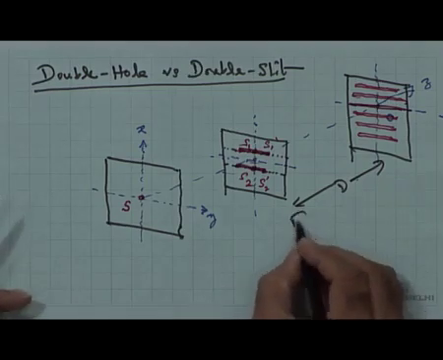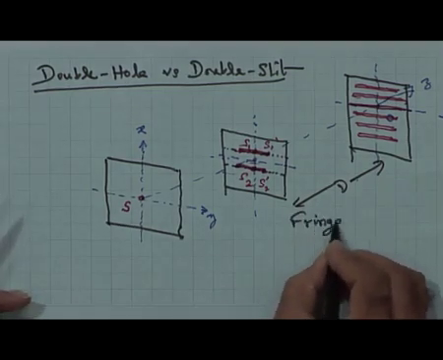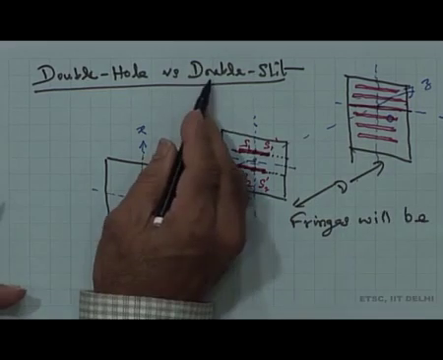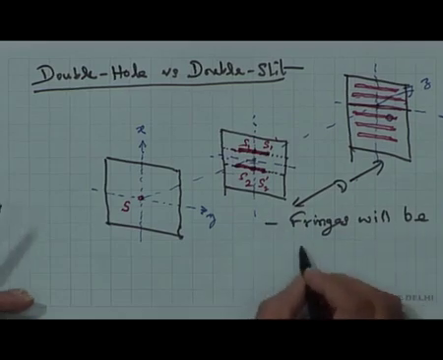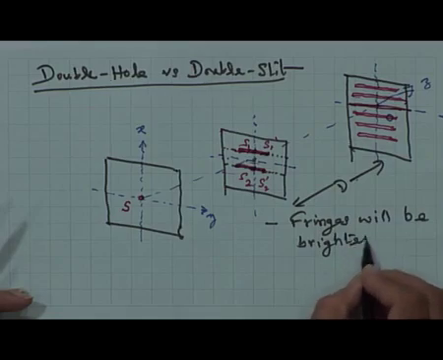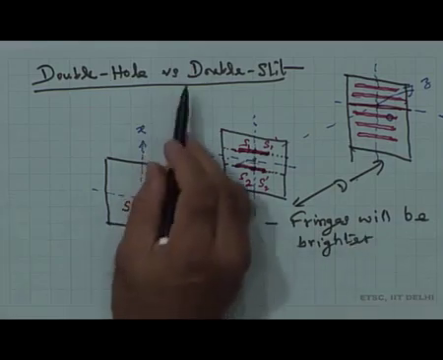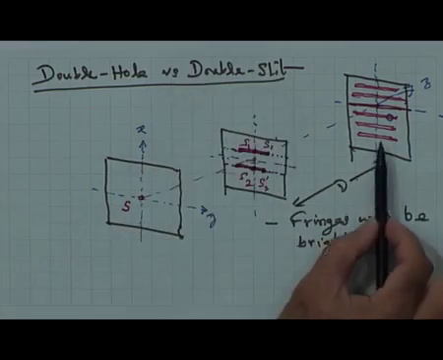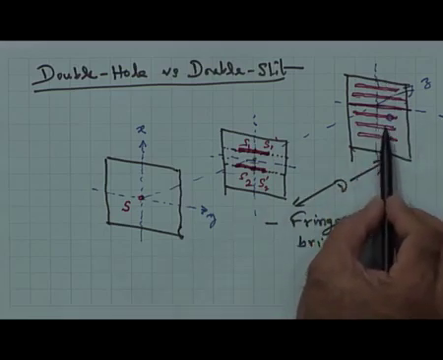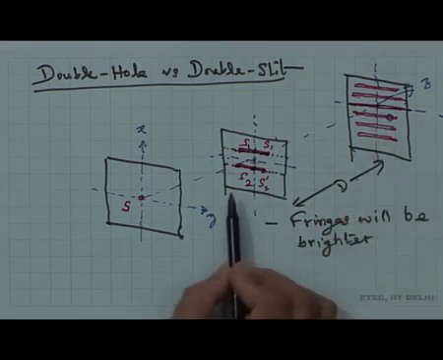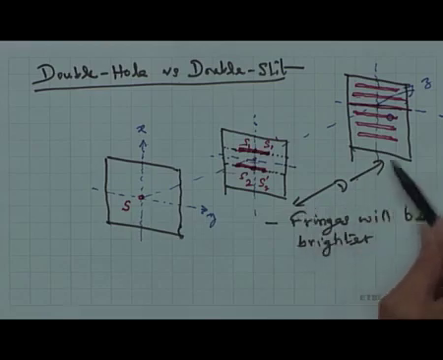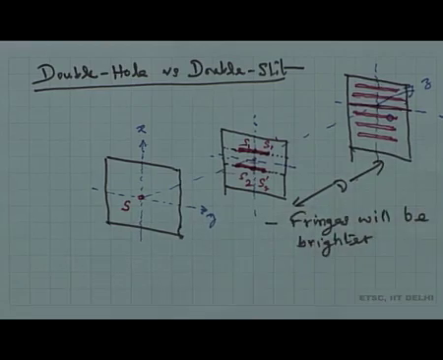So, the fringes will be brighter if we go for a double slit. Fringes will be brighter in this case of double slit. Otherwise, we will have the same fringe pattern, the same fringe separation, the same fringe width, so long as d is the same, wavelength is the same, and capital D is the same.